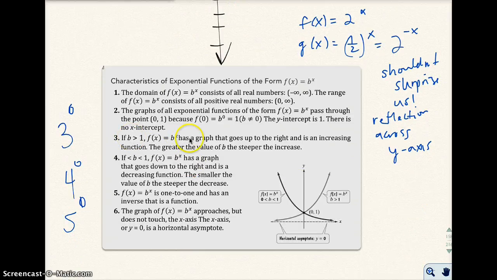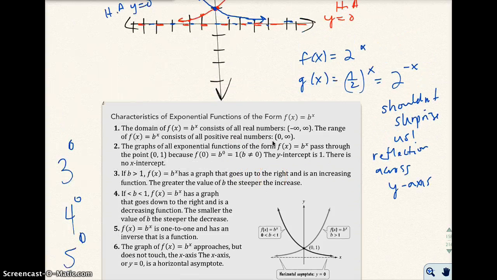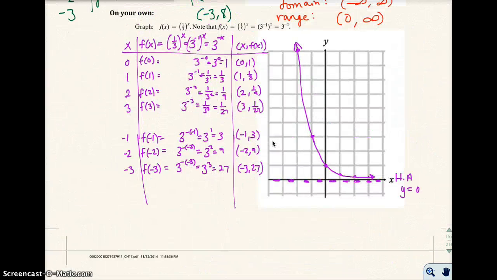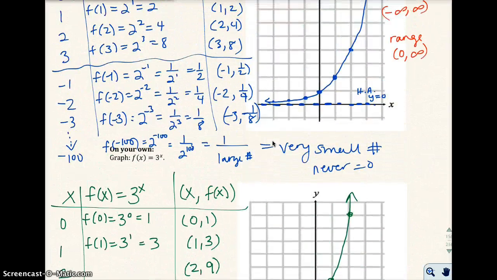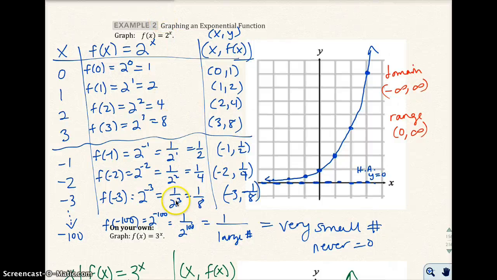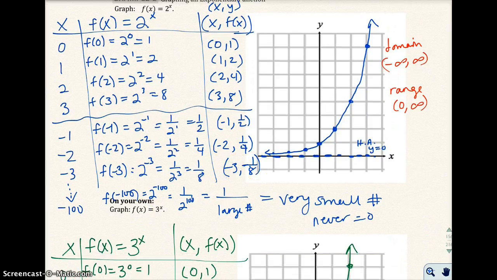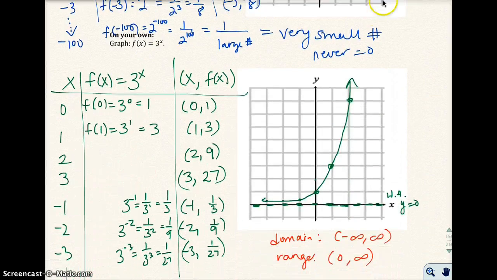If the base is greater than 1, like 3, 4, 5, it's going to go up to the right. So it's going to look like this right here. Here the base is greater than 1 in each example, and notice how in both graphs they shot up to the right.